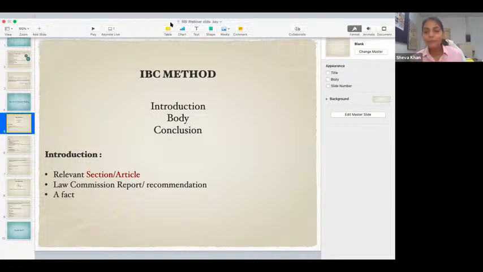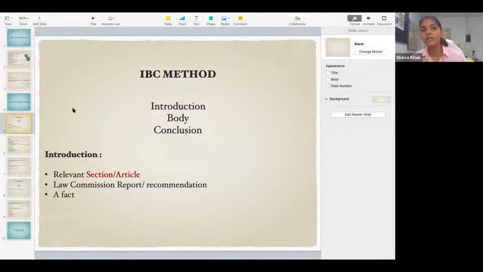So for answer writing, I'll be discussing here two basic and most important methods of answer writing. One is the IBC method. The first one is this. It might seem a little daunting, but it is the simplest form of answer writing. But then again, it has to be done very smartly. So in the IBC method, I is for introduction, of course, B is for the body, and C is for the conclusion.